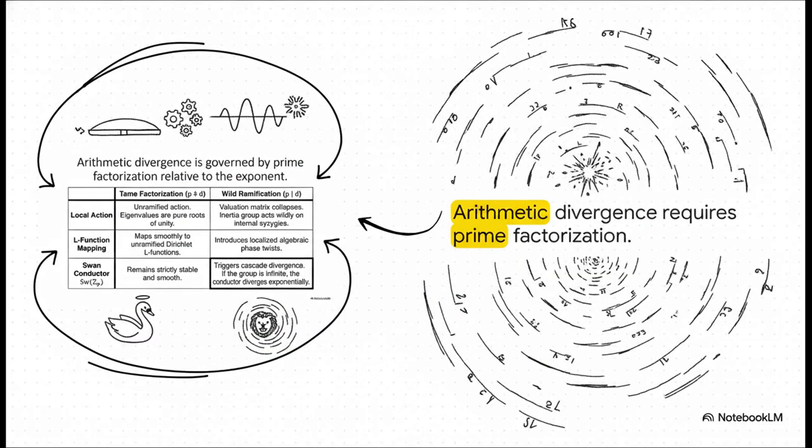And that brings us to the critical bifurcation of this explainer: tame factorization versus wild ramification. If the prime doesn't divide our exponent, the action is unramified, mapping beautifully and smoothly to Dirichlet functions. The Swan conductor stays totally stable. But if the prime does divide the exponent, the valuation matrix collapses, the inertia group acts wildly. And if our group is infinite, this wild ramification triggers an unstoppable exponential cascade divergence.